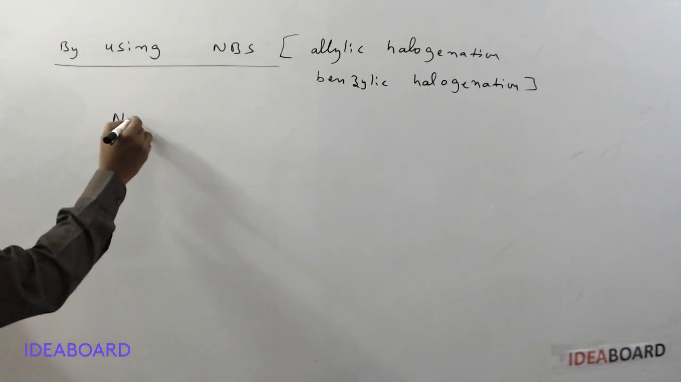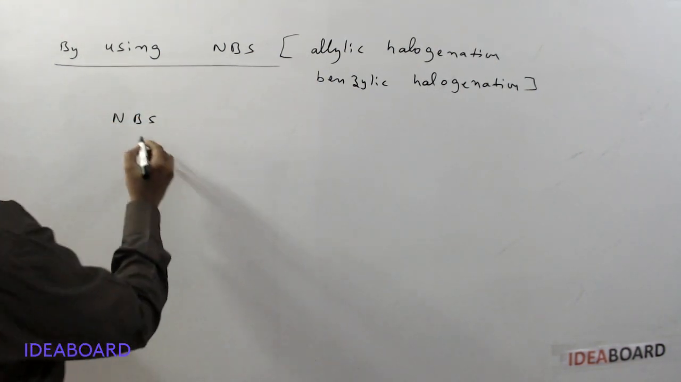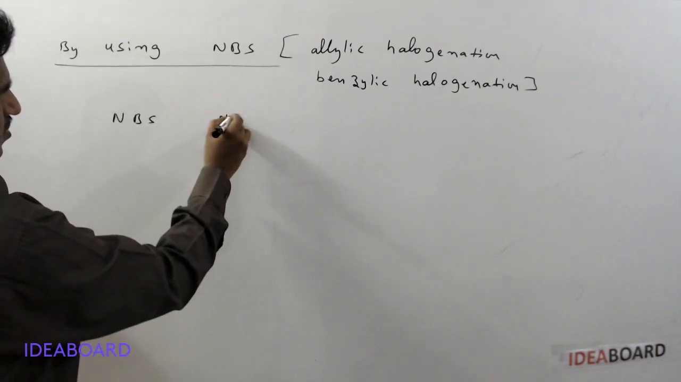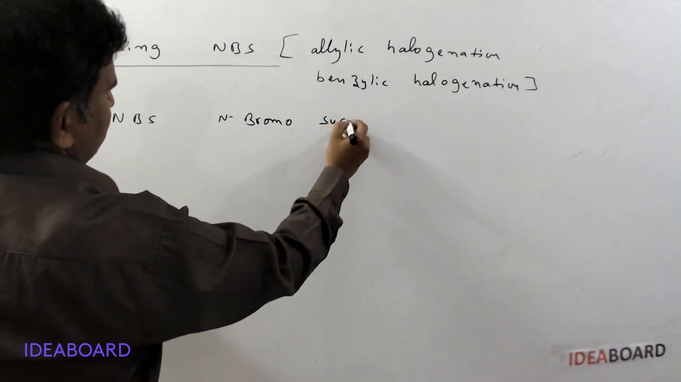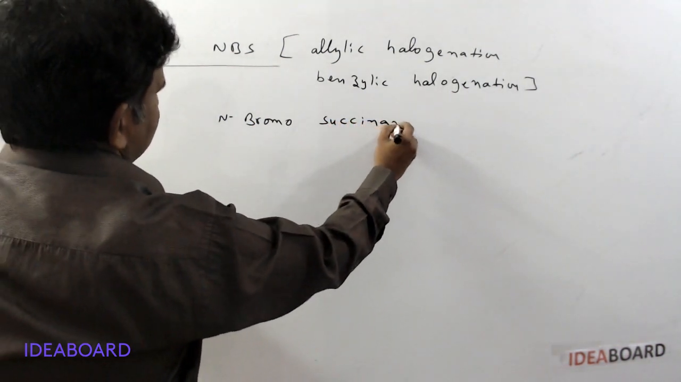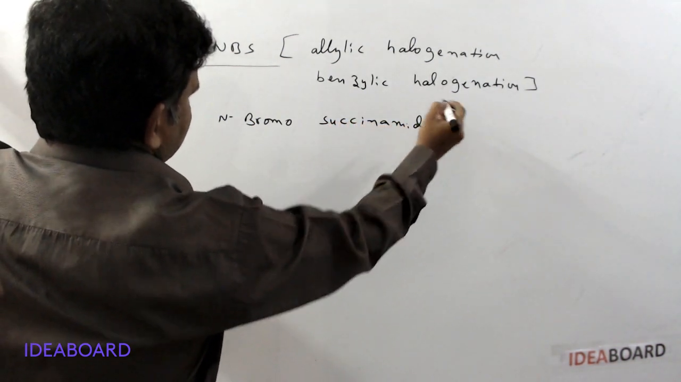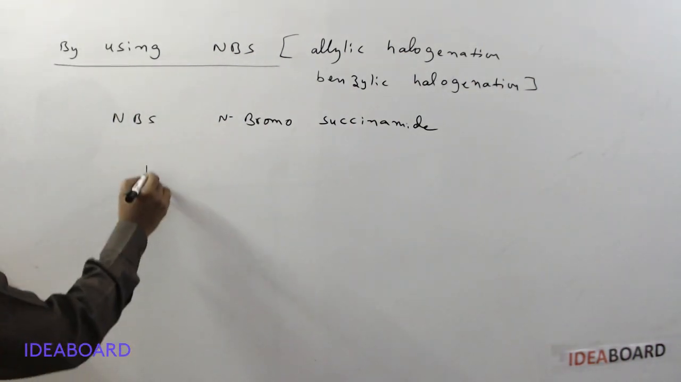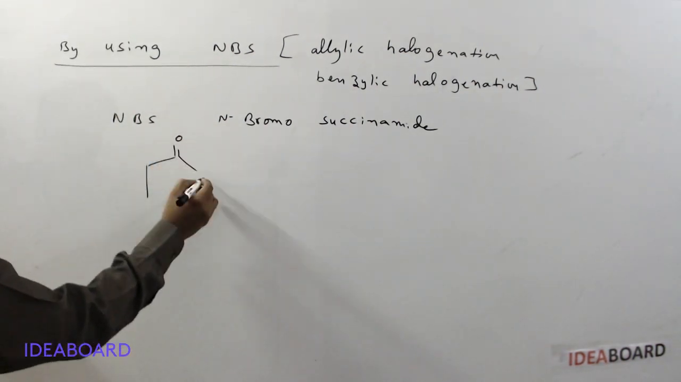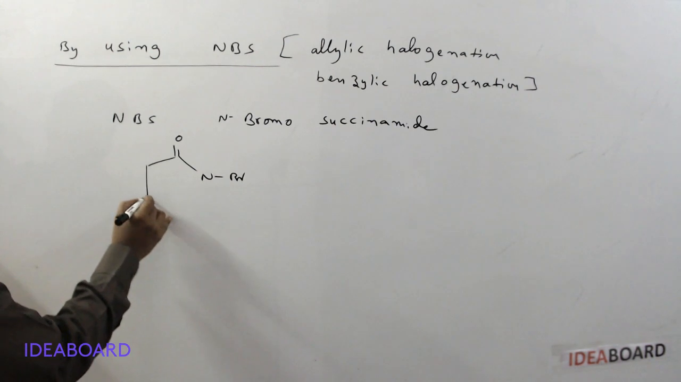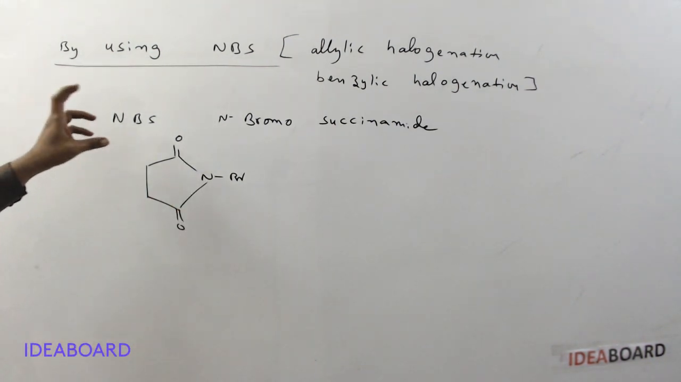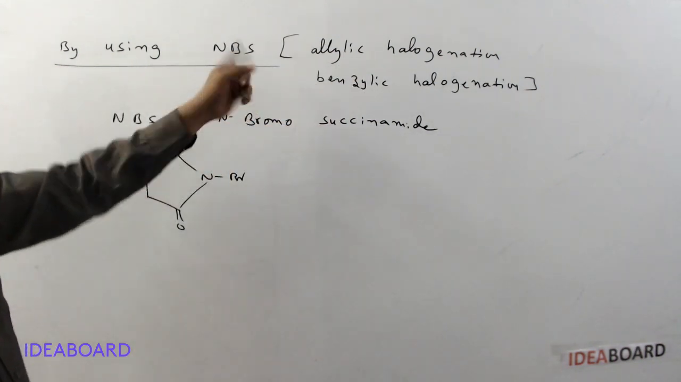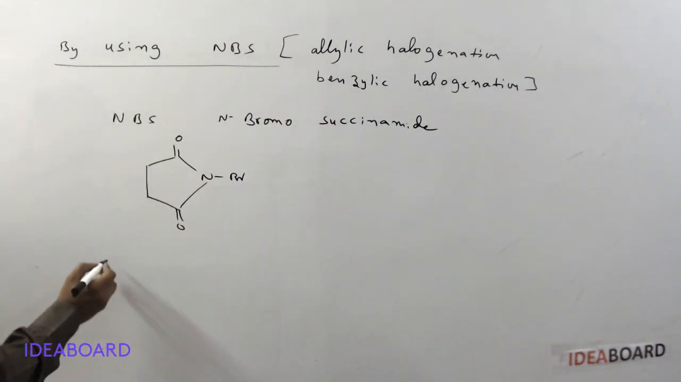What is this NBS first? NBS means it is called N-bromosuccinamide. This N-bromosuccinamide is called NBS, and this is the structure for N-bromosuccinamide. Okay, this is a best reagent for the allylic hydrogens and benzylic hydrogens halogenation.